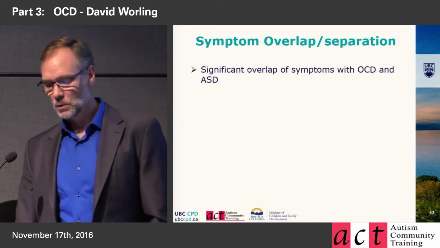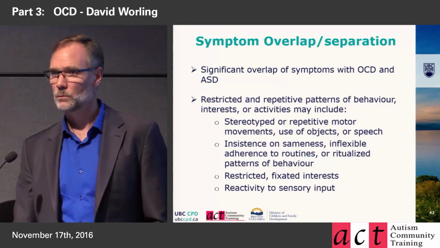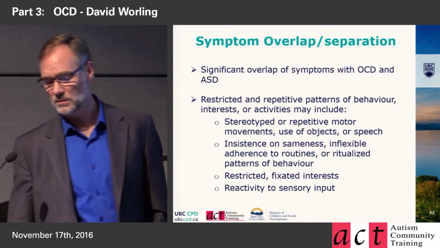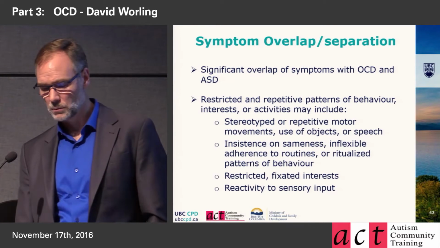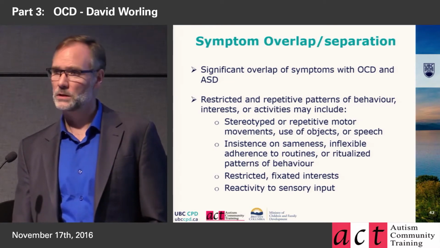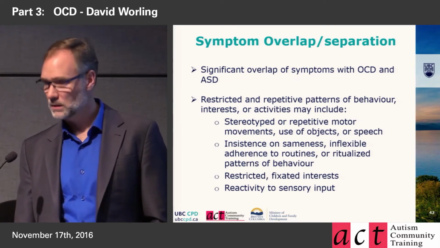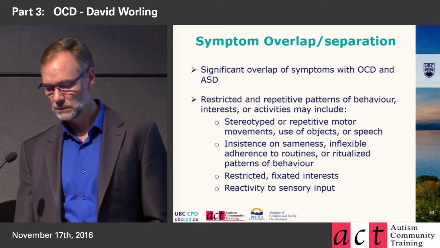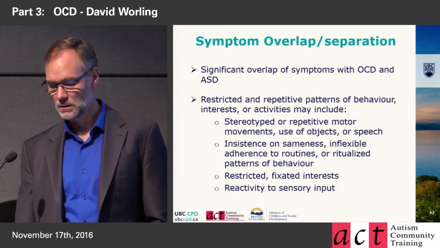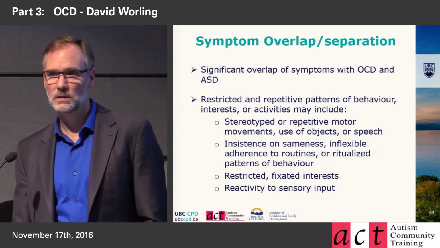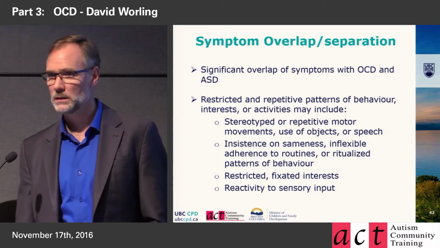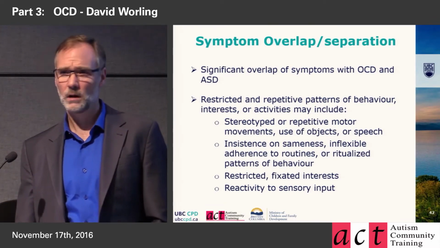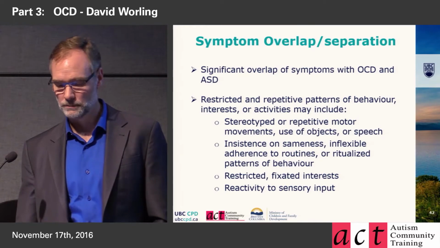If we talk about the symptom overlap, there are a number. One just needs to go to the DSM-5, look at the series of restricted and repetitive patterns of behavior, things like stereotyped, repetitive motor movements, use of objects or speech, pacing back and forth, insistence on sameness, inflexibility, ritualized patterns or behaviors, restricted or fixated interests, the need to watch the same movie repeatedly, the need to go through the same pattern to say the same thing repeatedly, all have a very obsessive-like quality to them.